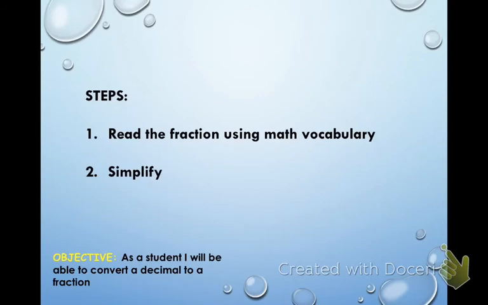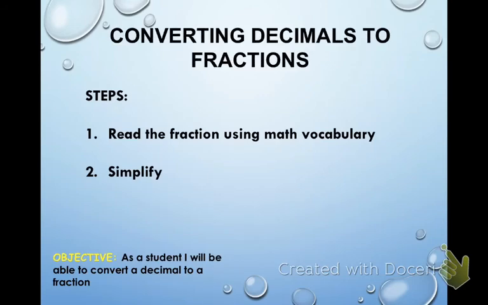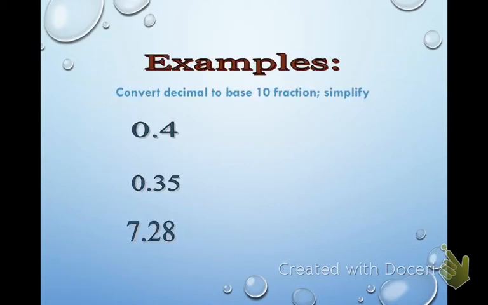Your steps for this one, okay, is you should be able to read the fraction simply using math vocabulary, and then number 2, you need to simplify it. So every time you deal with a fraction, it needs to be simplified. Welcome to 6th grade. However, all you have to do is read the fraction using math vocabulary. I'll show you. For example, we have 3 fractions here. Let's look at this number. This number is 0 and 4/10. We don't really deal with the zeros, so it's just 4/10.